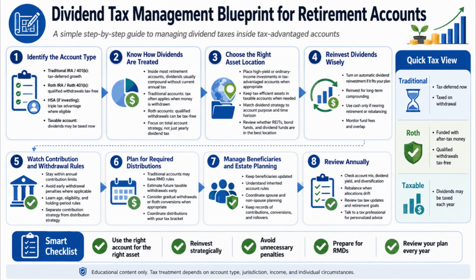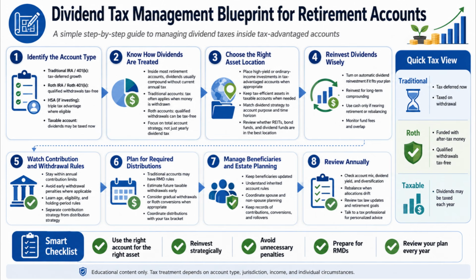After that, you should choose the right asset location. Some investments, such as high-yield dividend funds, REITs, or bond funds, may create more taxable income if they are held in a regular taxable brokerage account. For that reason, many investors place income-heavy assets inside retirement accounts when appropriate. Meanwhile, more tax-efficient investments can sometimes be kept in taxable accounts. The goal is to match each investment with the account that gives it the best long-term tax treatment.